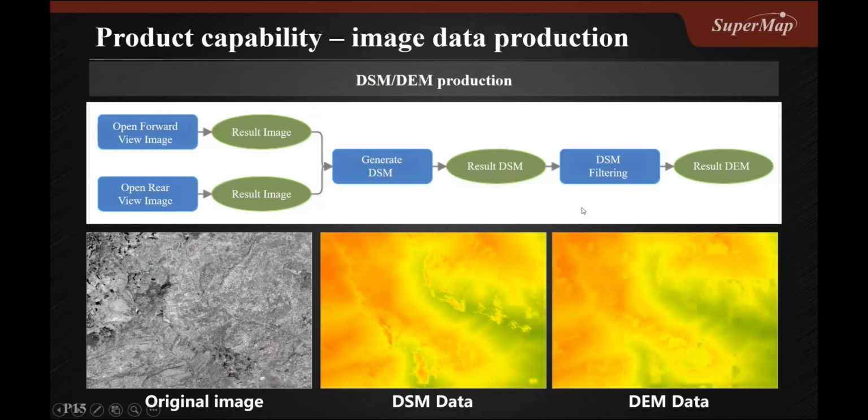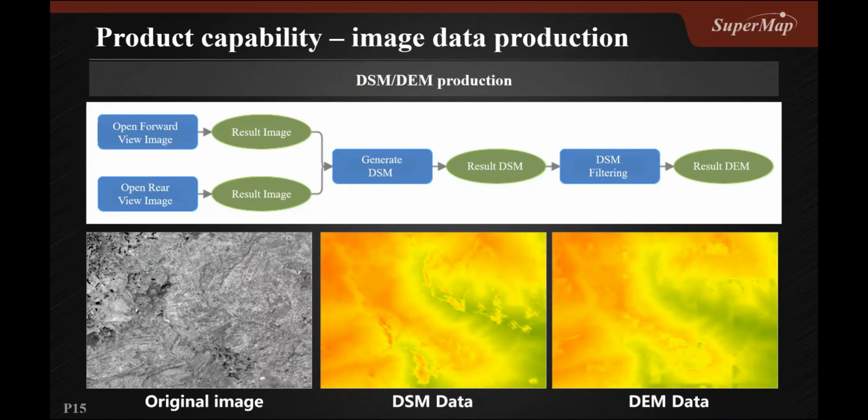For the acquired stereoscopic mapping images, ImageX Pro offers the functionalities of automated production of DSM and DEM. This can be achieved by importing forward and backward-looking images to generate the DSM data. Subsequently, the data can undergo filtering processes, and ultimately, DEM can be obtained based on the generated DSM data.